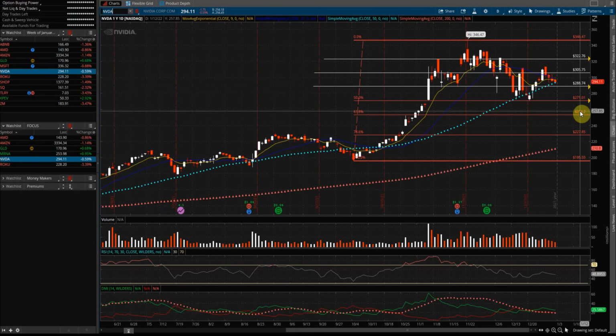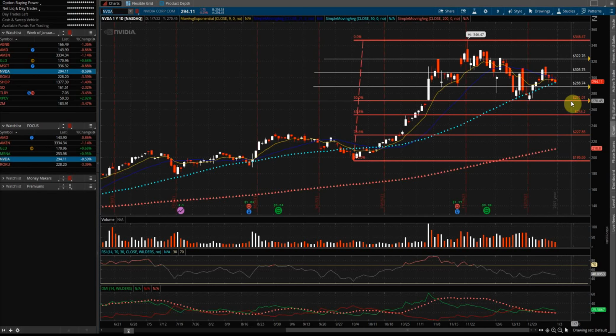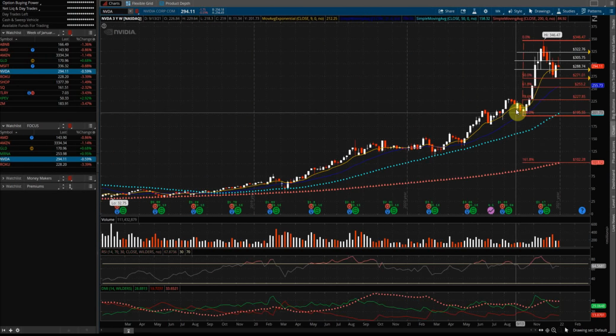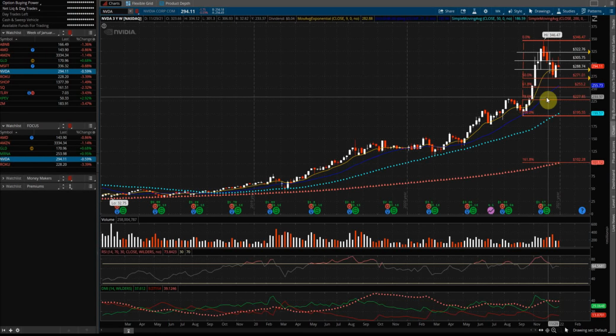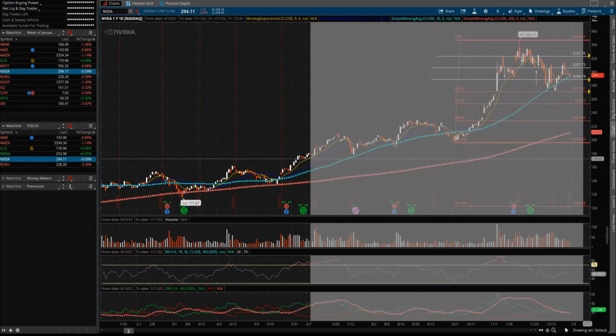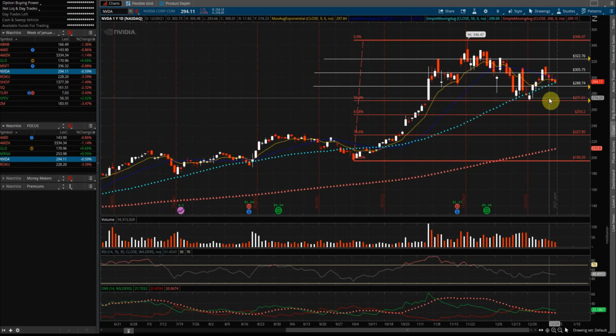NVIDIA, under 288 can really tank down to 280, then 271. I think if we break 288 and we don't find support very quickly, then we're going to quickly drop to 271 and maybe even 253, as 255 is the 21-week moving average, so it is possible we could drop to that. But under 288, we can definitely see 271.